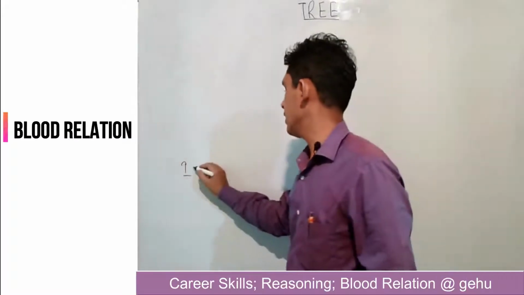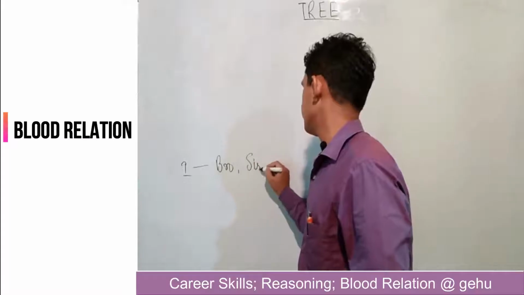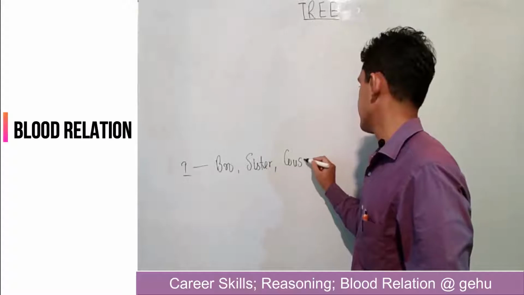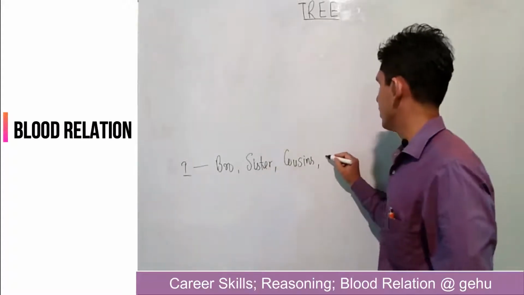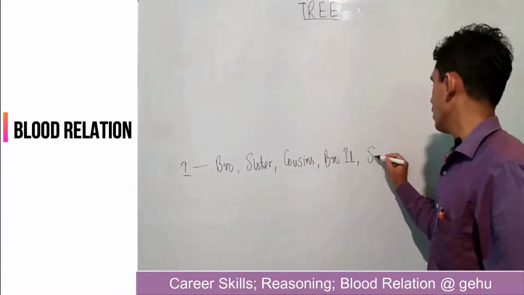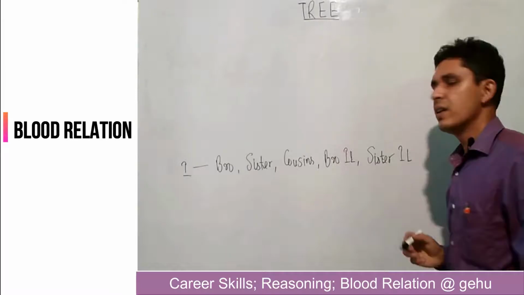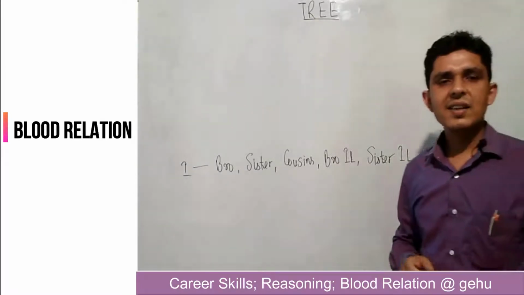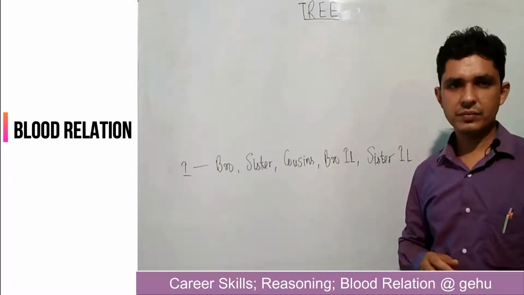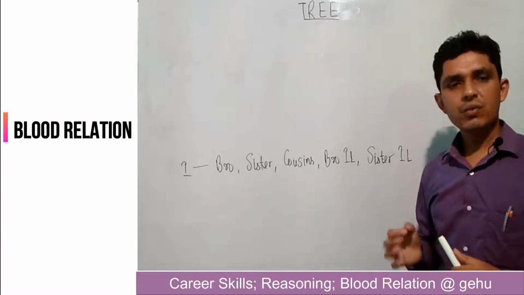So this can be brother, this can be sister, this can be cousins, this can be brother-in-law, this can be sister-in-law, right? So these are the relationships that can be in the same generation with I, right? Okay, and one thing is there, that wife.